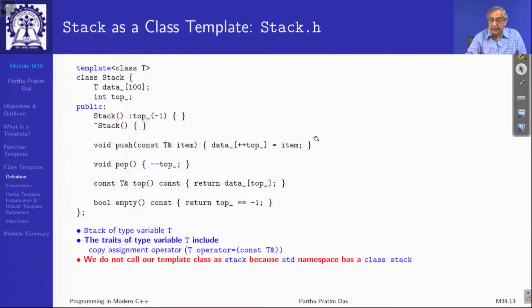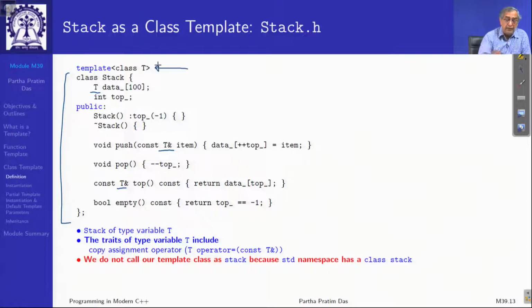So, let us write stack as a template. There is no difference. All that is done is, as I said, we have changed these 3 positions to stack of type T, the type variable T. Everything else in this class remains the same. I have added a first line which says template, within angle brackets, class T. This tells that in the following definition of the class, T is a type variable, and whenever I want, I can replace a type for T and get the stack of a specific type.